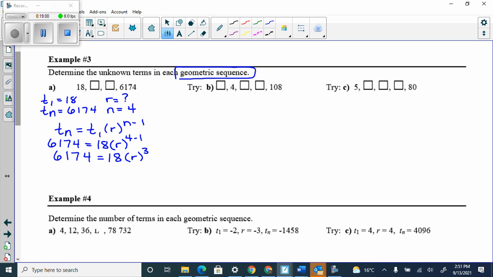What's the first thing I'm going to have to get rid of? The 18, because I'm doing reverse BEDMAS. BEDMAS is brackets, exponents, multiplication, division, so I have to get rid of the multiplication first. So I'm going to divide by 18. What's 6,174 divided by 18? Pardon? 343. Thank you. Equals R cubed. How do I get rid of a cubed? Yeah. You can use the cube root.